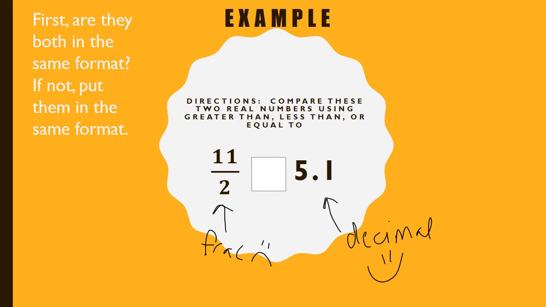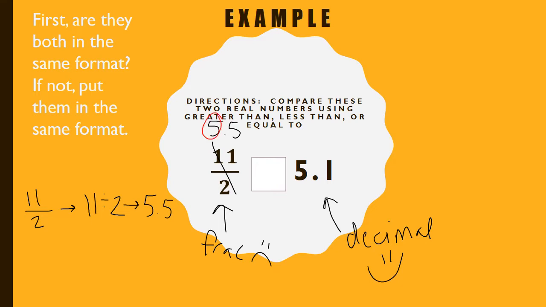Now, fortunately today, we do get to use our calculators. So if you have your calculator, get that handy. We're going to convert 11 halves into a decimal with the same value. We can do that by doing numerator divided by denominator. When I do 11 divided by 2, I get a value of 5.5. So that means that we can get rid of this 11 halves and just think of that as 5.5. So now we just have to compare 5.5 with 5.1.